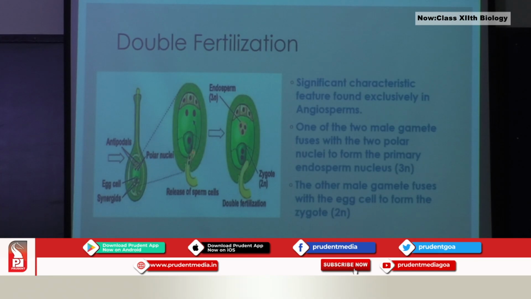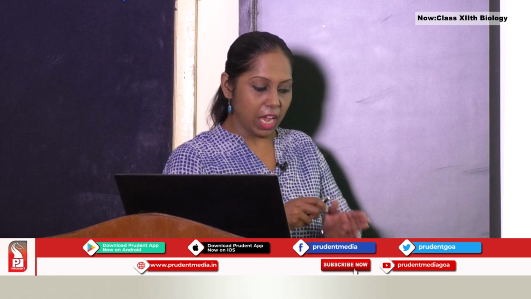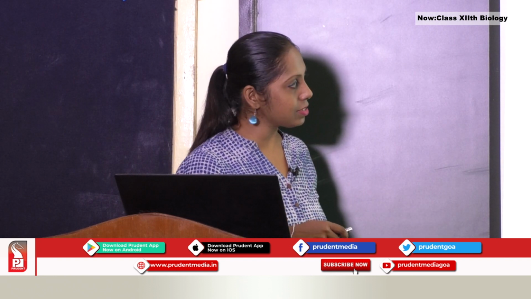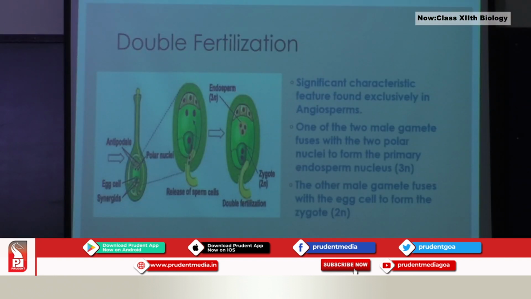So the pollen tube carrying the two male gametes pierces through one of the synergids, it breaks open and releases the two male gametes. As you can see here, the two male gametes have already moved out from the pollen tube. One male gamete goes and fuses with the egg cell.